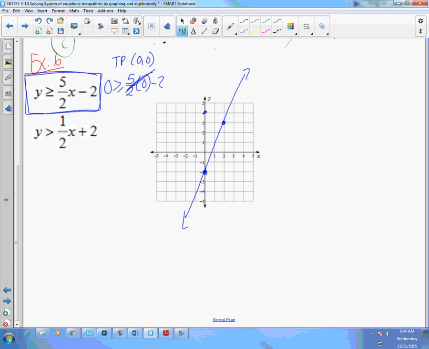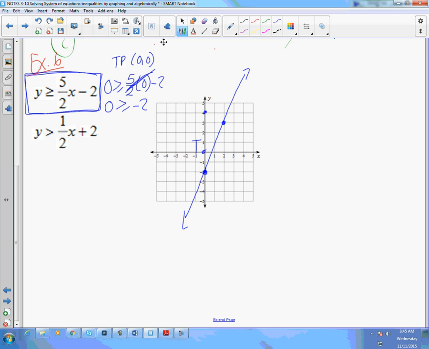Okay. What does this symbol mean? Greater than or equal to. So true or false: 0 is greater than or equal to -2. True or false? 0 is greater than or equal to -2. True. Yeah, true. Okay, so this point is true.